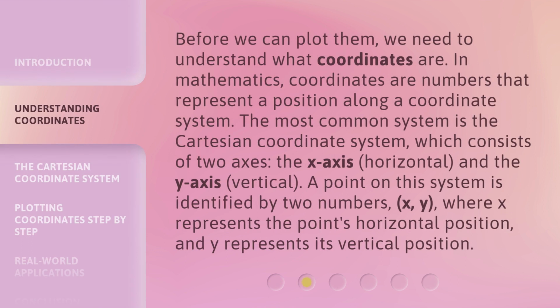Before we can plot them, we need to understand what coordinates are. In mathematics, coordinates are numbers that represent a position along a coordinate system. The most common system is the Cartesian coordinate system, which consists of two axes, the x-axis, horizontal, and the y-axis, vertical. A point on this system is identified by two numbers, (x, y), where x represents the point's horizontal position, and y represents its vertical position.